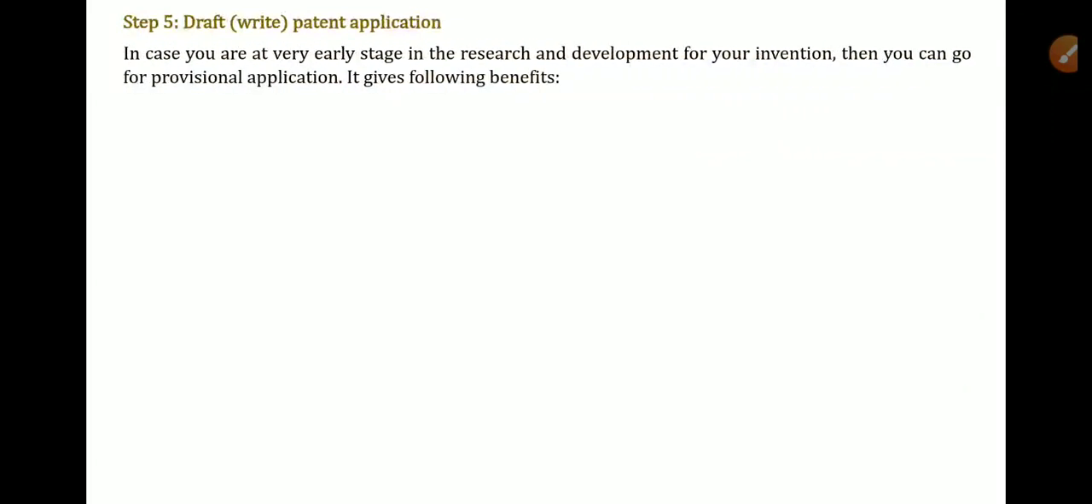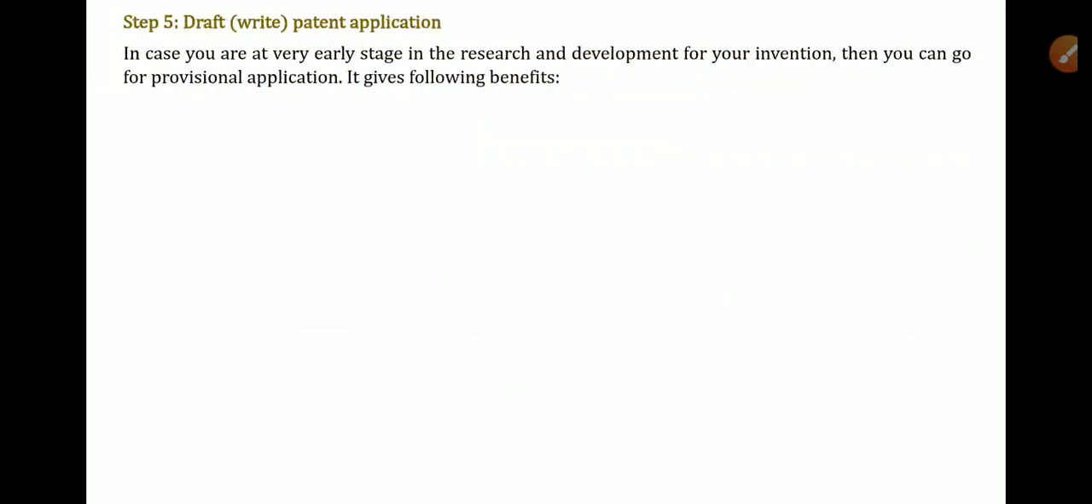And the next, 5th step is to draft a patent application. After deciding, you have to write an application, that is, draft a patent application. In case you are at a very early stage in the research and development of your invention, then you can go for a provisional application.